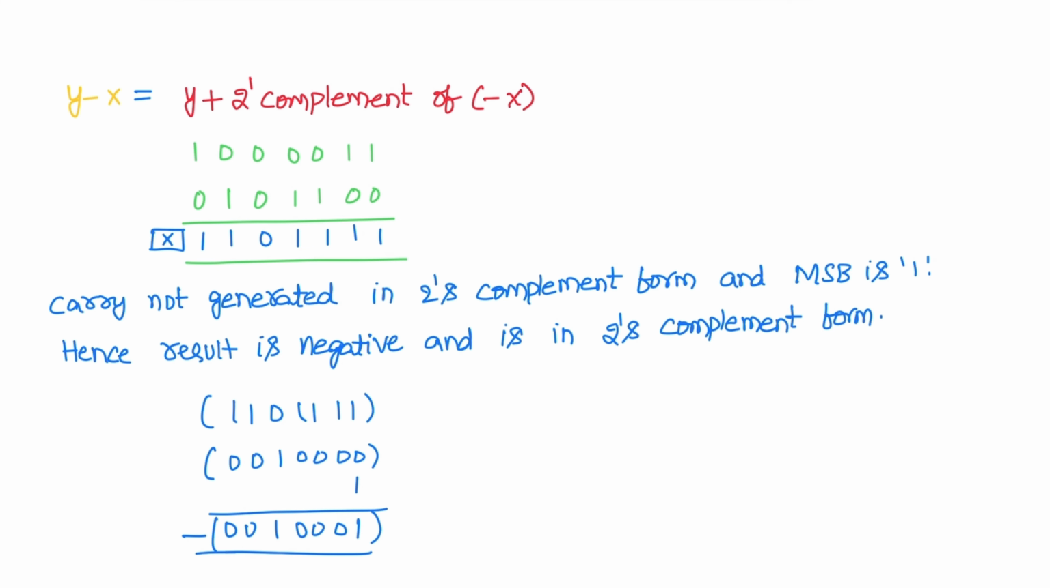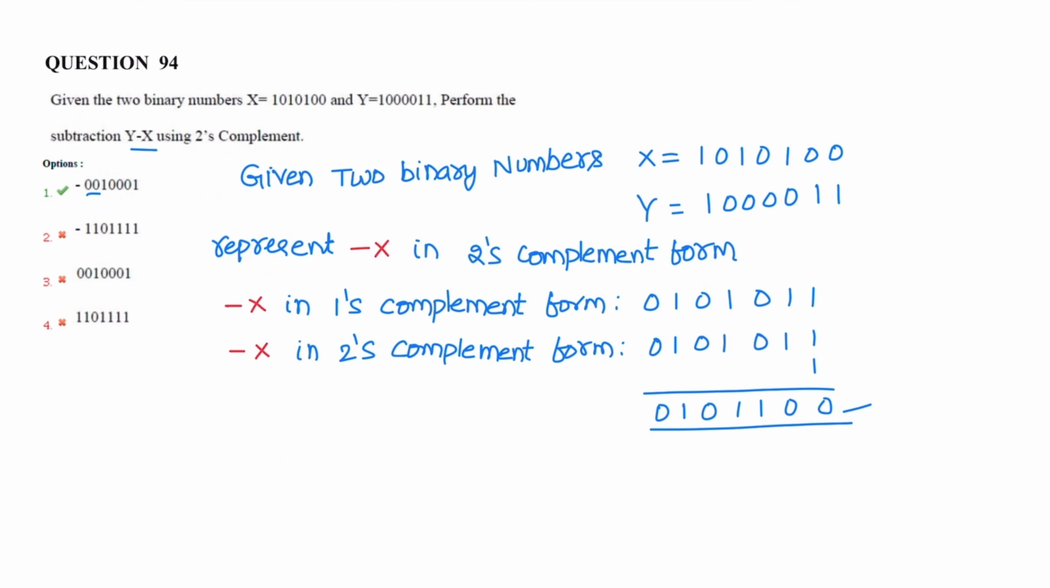So the correct answer is 0 0 1 0 0 0 1. The result is negative 0 0 1 0 0 1. This is the answer. Option 1 is the correct answer.